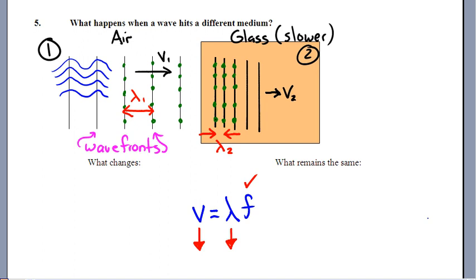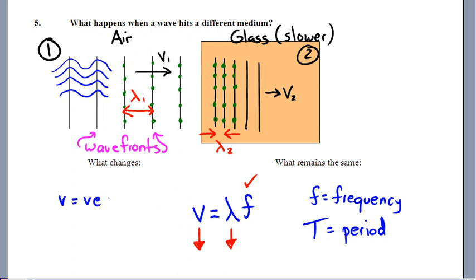So things that remain the same, let's go with f for frequency. Sometimes people would rather talk about its reciprocal, the period. Okay, that won't change either. But what does change? The velocity and the wavelength.